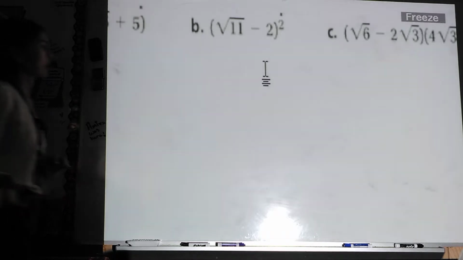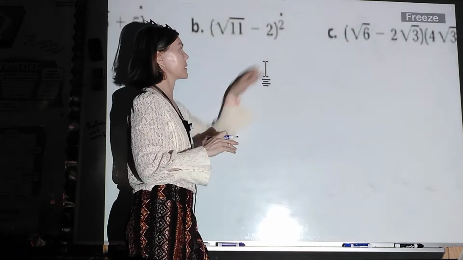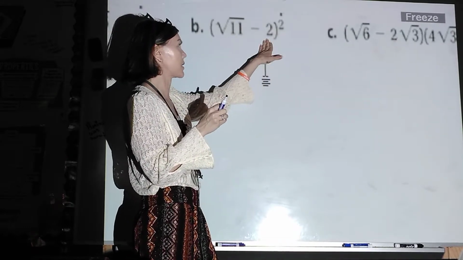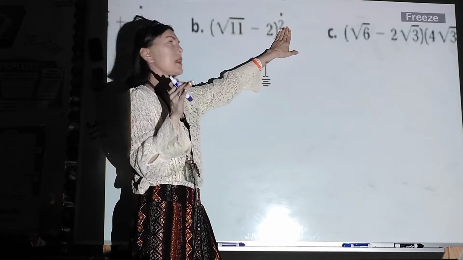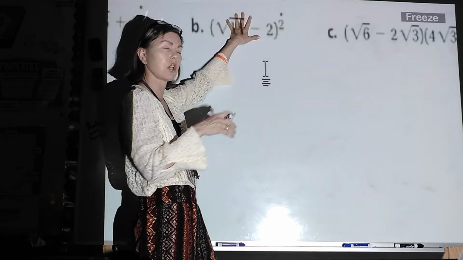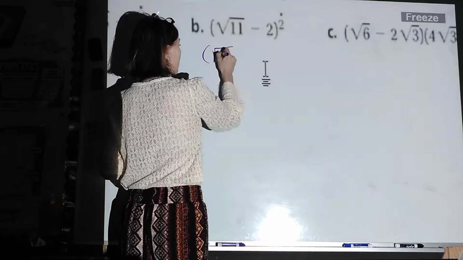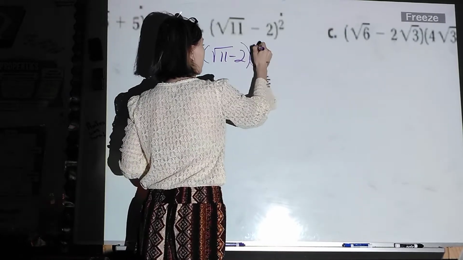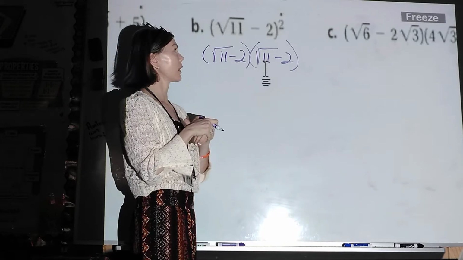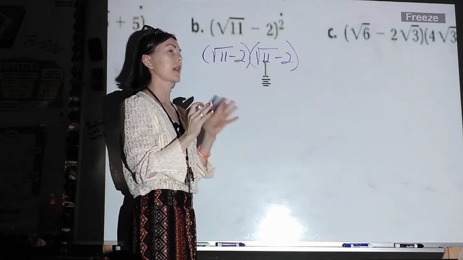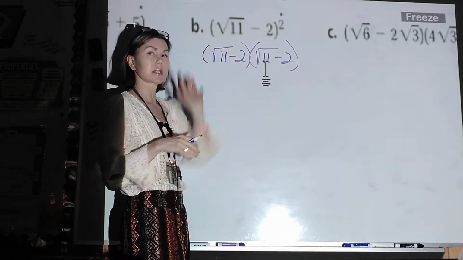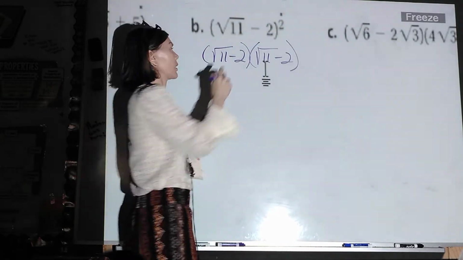Okay. So, you guys, what does this little exponent 2 here mean? Does this mean 11 minus 2 times 2? No. It means radical 11 minus 2 times radical 11 minus 2. So, we're going to do that right now. Okay? And that goes for anything that's inside the parentheses. It doesn't mean this times 2, it means this times itself. Okay? So let's do it.